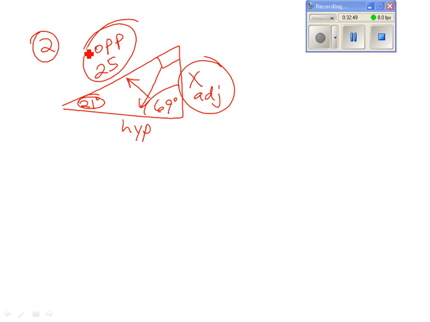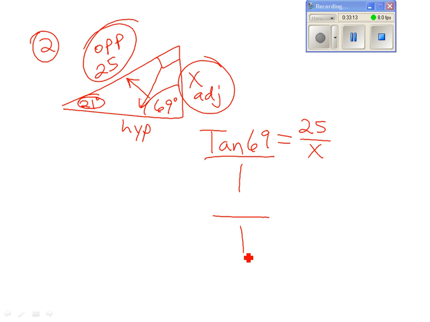Which trig ratio are we dealing with this time? Opposite and adjacent is which one? Tangent. So we do the tangent. What goes next? 69 equals what over what? 25 over x. Opposite over adjacent. Put a 1 underneath that. Somebody help me out. You should be ahead of me. What's tangent 69 degrees?